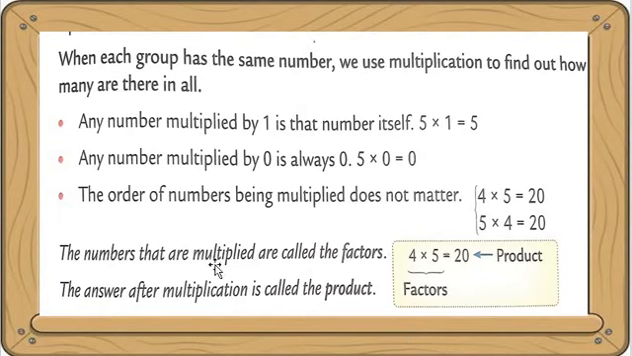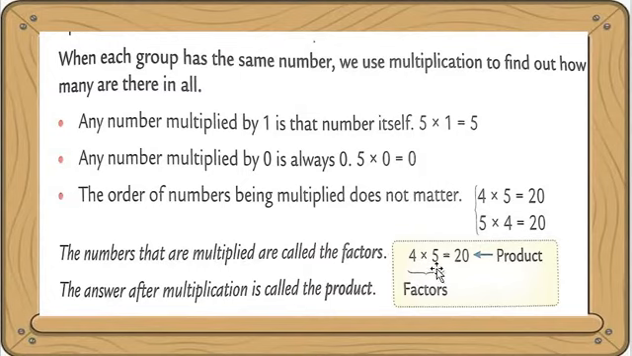Now let's check the numbers that are multiplied. What are they called? The numbers that are multiplied are called the factors. Again I'll repeat it, students: the numbers that are multiplied are called the factors.